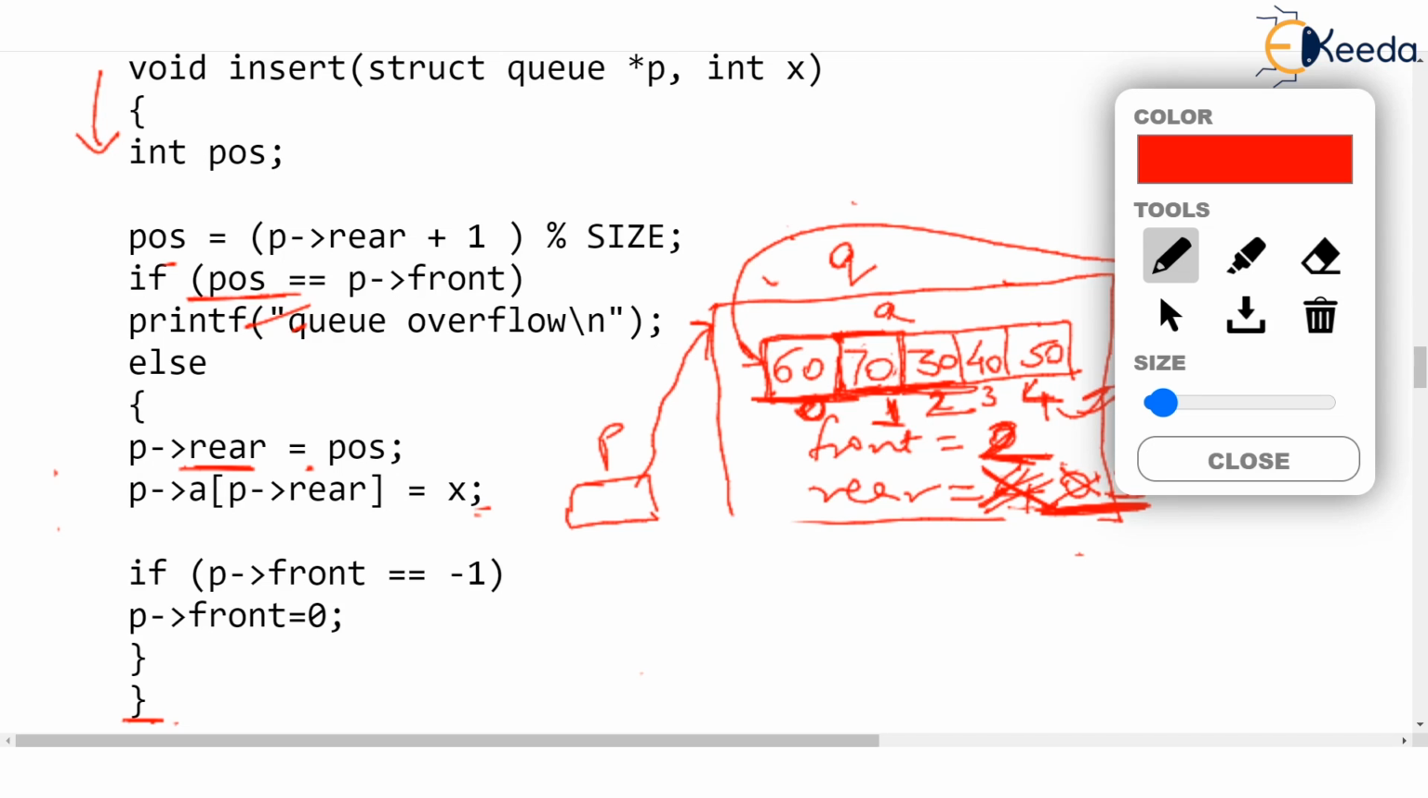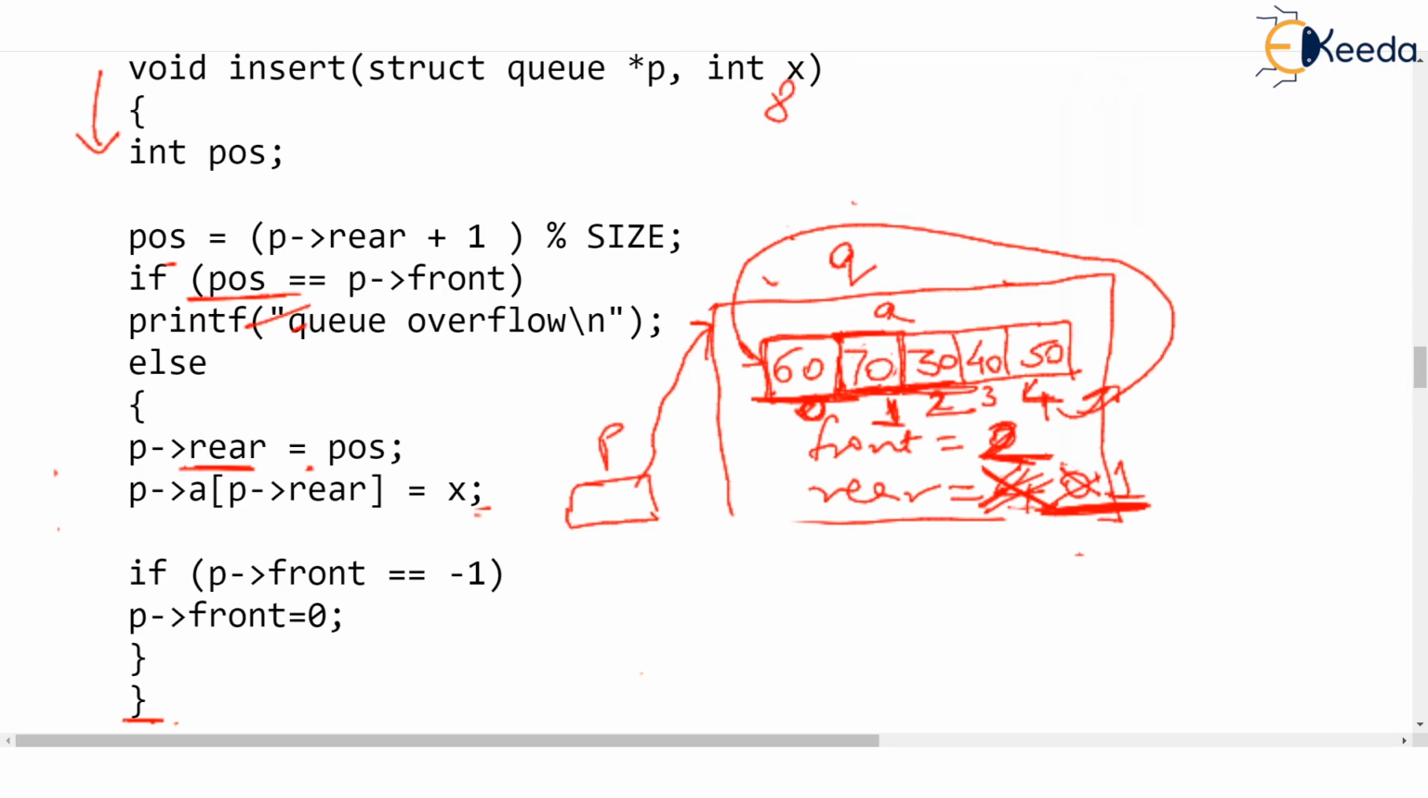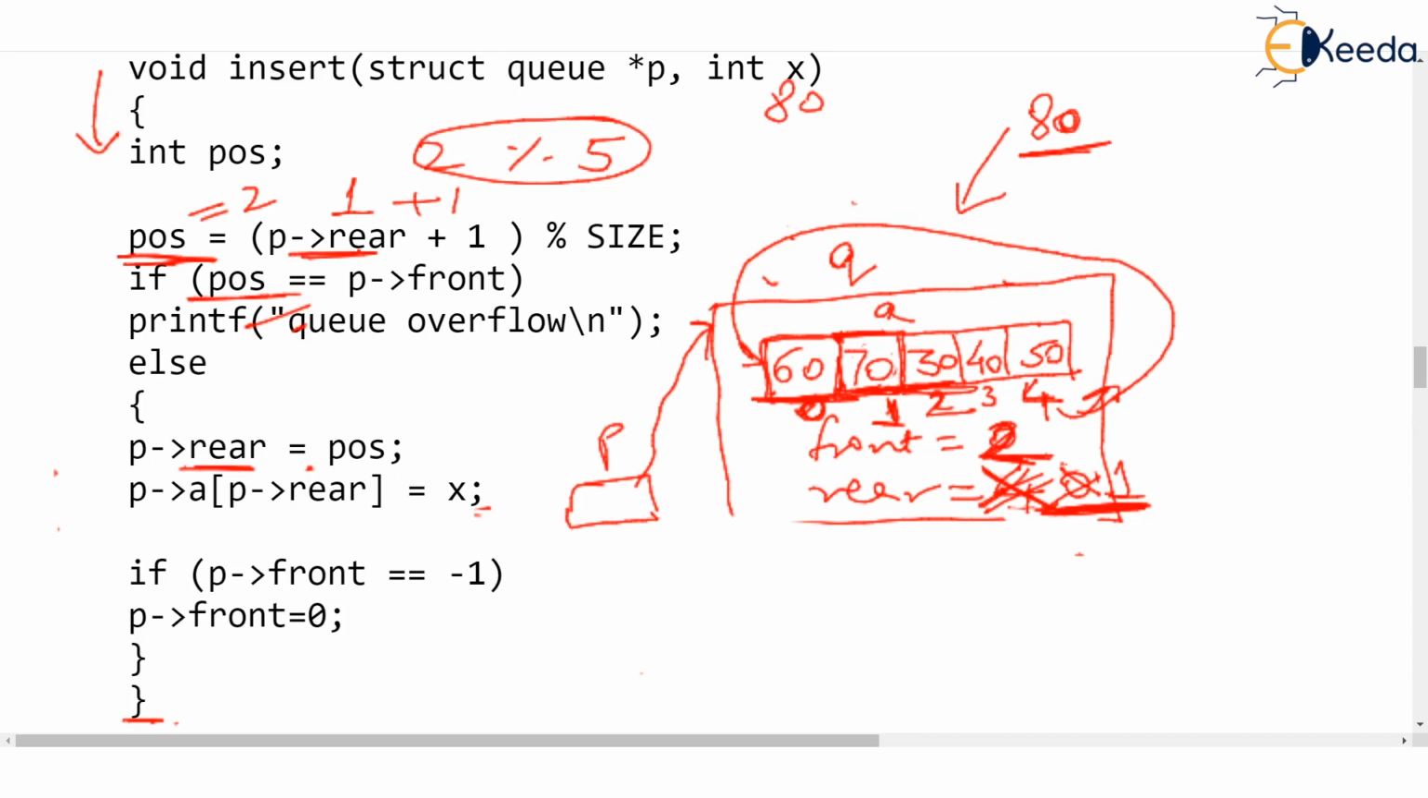What if you are inserting 80 in this queue? What will happen? If you are inserting 80, what will be the pos calculated? Yes, pos will be 1 plus 1. Check the rear in the box. Rear is 1. So 1 plus 1, that's 2. 2 % size. Size is 5. 2 % 5 is 2. So the position of insertion is 2. That means you have a plan of inserting 80 at the second place. But the second place is the place of the front.